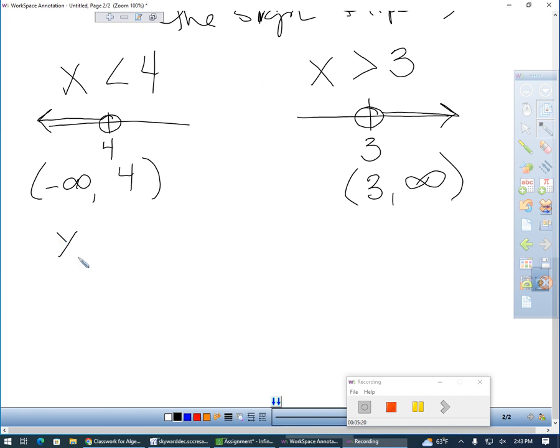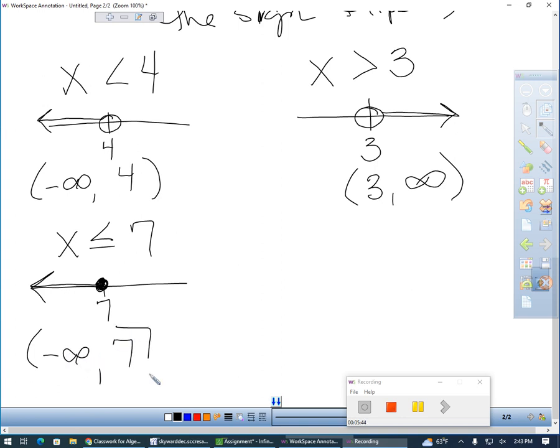If I have x is less than or equal to 7, on my number line, because it's less than or equal to, I have a closed dot, as Chase said. And again, it's less than, so it goes to the left. The interval notation starts at negative infinity, goes to 7 with a bracket. Many of you have already remembered that, which is excellent.